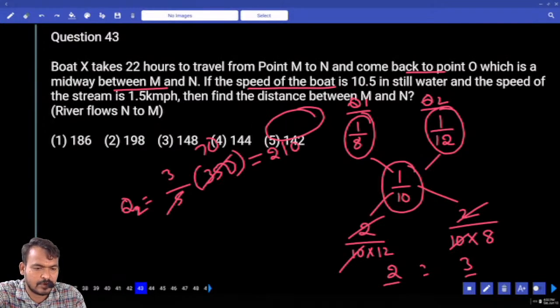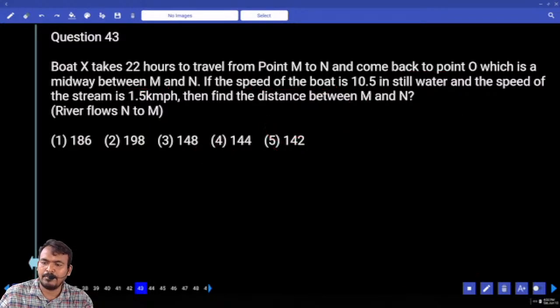Next question number 43. Boat X takes 22 hours to travel from point M to N and come back to point O, which is midway between M and N. If the speed of the boat is 10.5 km per hour in still water and the speed of the stream is 1.5 km per hour, then find the distance between M and N.